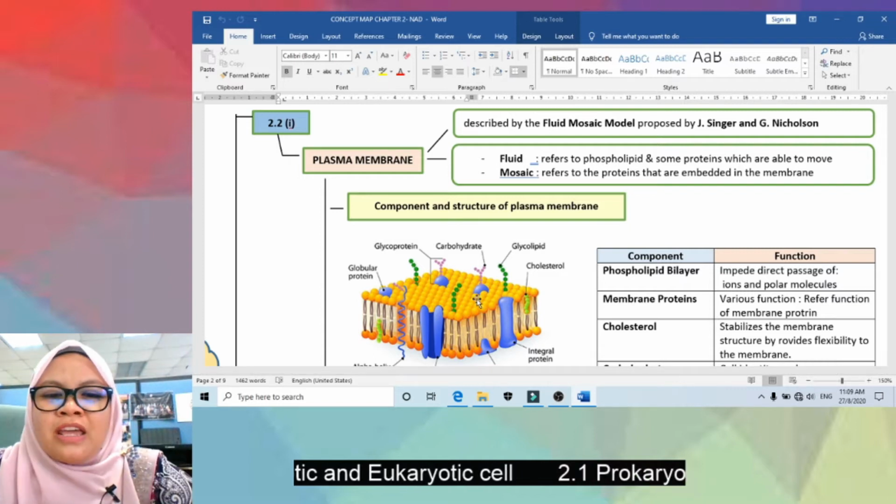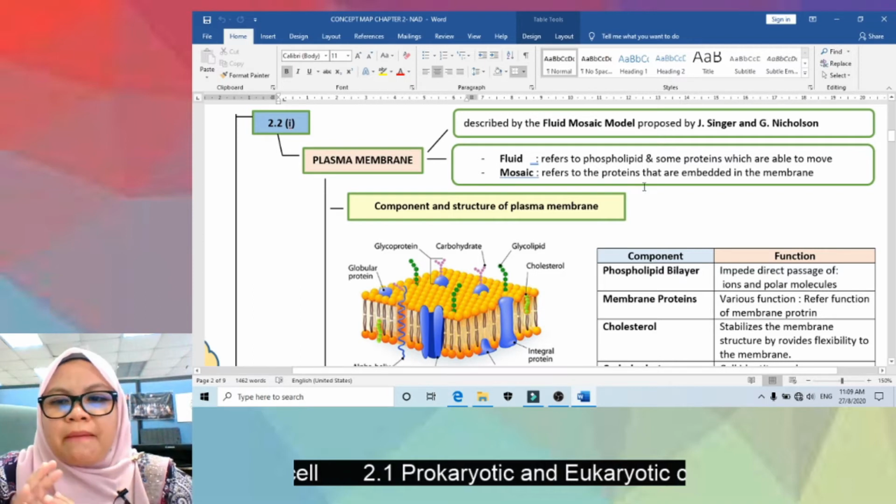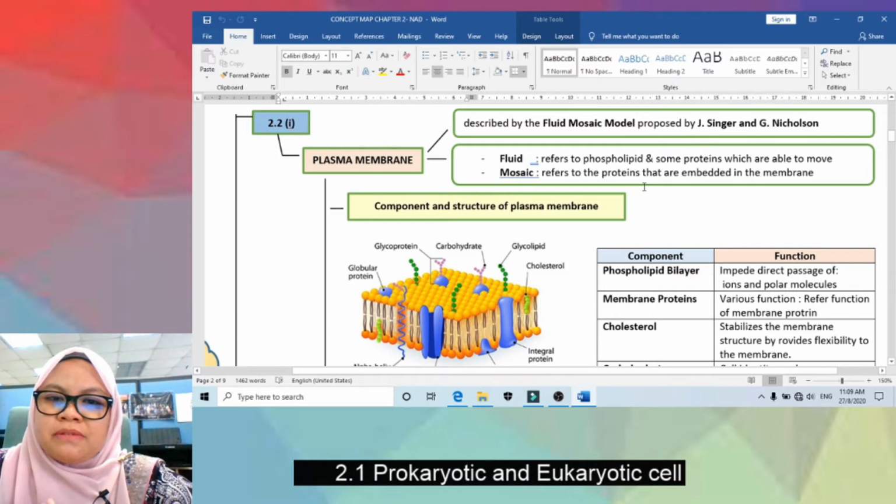Okay, and the plasma membrane is also called mosaic because from the top view, you can see that this is a mosaic pattern. There are the phospholipid heads, and then the proteins. It refers to the proteins that are embedded in the membrane, which give the mosaic structure. So hopefully you can remember why the plasma membrane is called the fluid mosaic model. It is known as fluid because the phospholipids and some proteins are able to move, and called mosaic because it refers to the proteins that are embedded in the membrane.